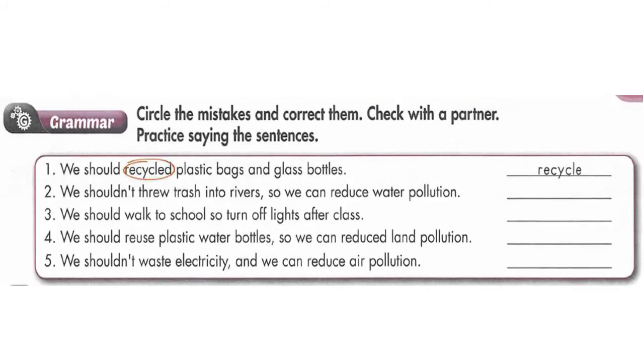Let's go ahead to the next page. Grammar. Circle the mistakes and correct them. Number 1 is already answered. We should recycle plastic bags and glass bottles. So instead of using the word recycled, we should use the word recycle, because recycled is past tense. Recycle is the simple present tense. So we should recycle plastic bags and glass bottles.